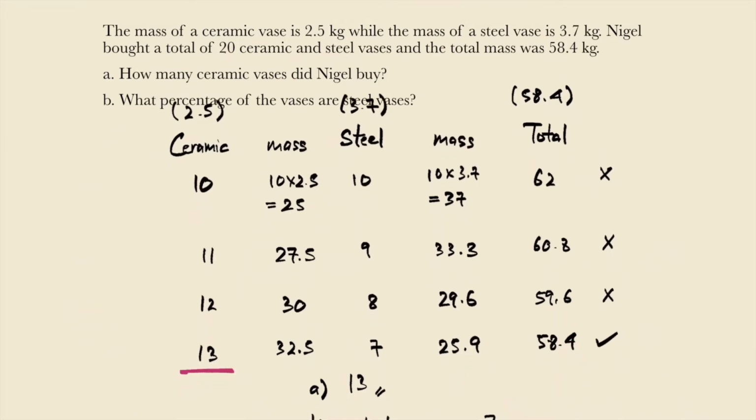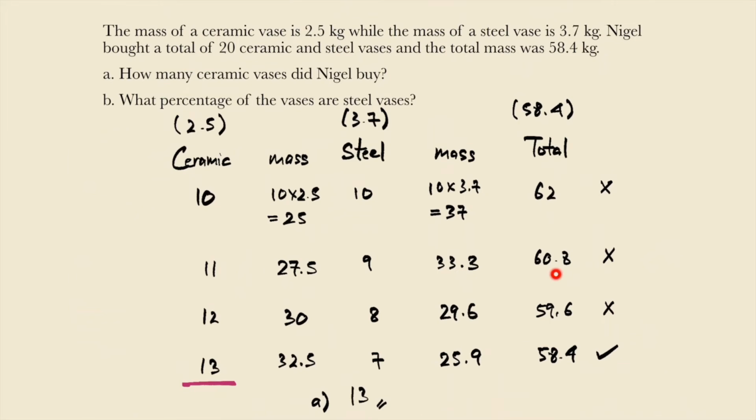We have our answer of 13. So this is quite close to 58.4. So let's decrease again, 1.2, decrease by 1.2, and we get the number of ceramic vases to be 13.